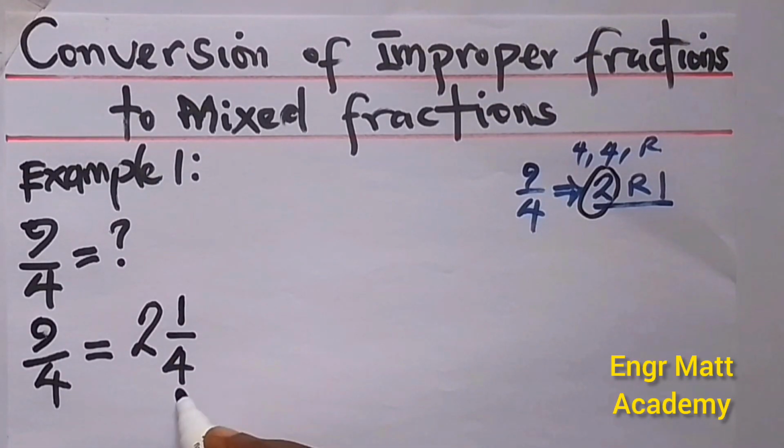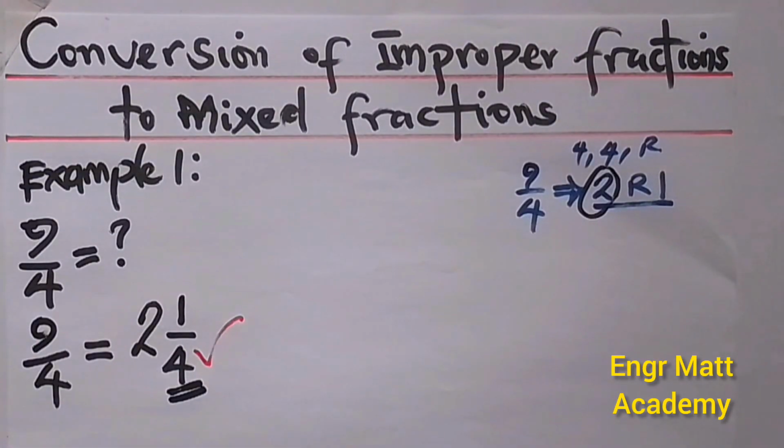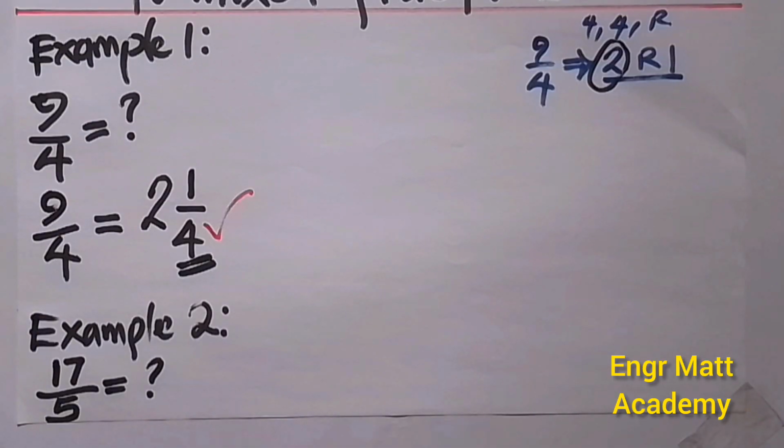So this is our mixed fraction. And what do we say? It is easy, quite easily done. Let's take example 2. Okay, we have example 2 here, 17 over 5.